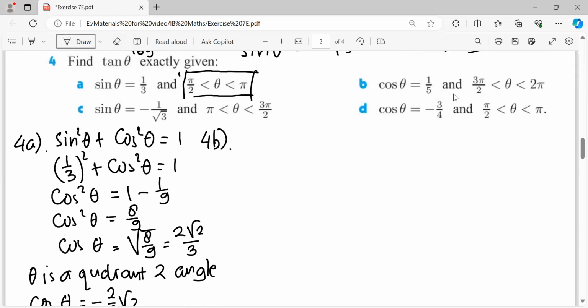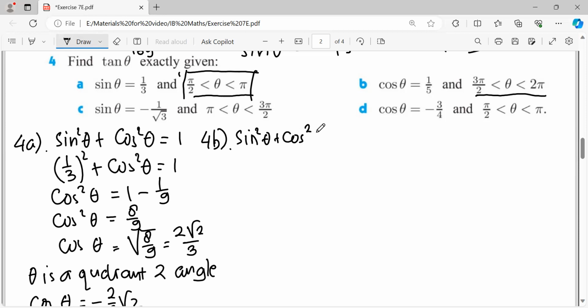For B, cosine theta equals 1/5 and theta position is less than 2 pi, greater than 3 pi over 2. It means theta is a quadrant 4 angle. Sine squared theta plus cosine squared theta equals 1.